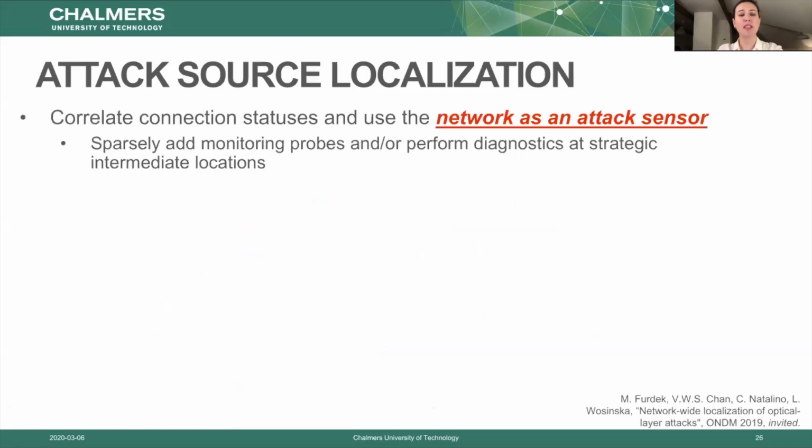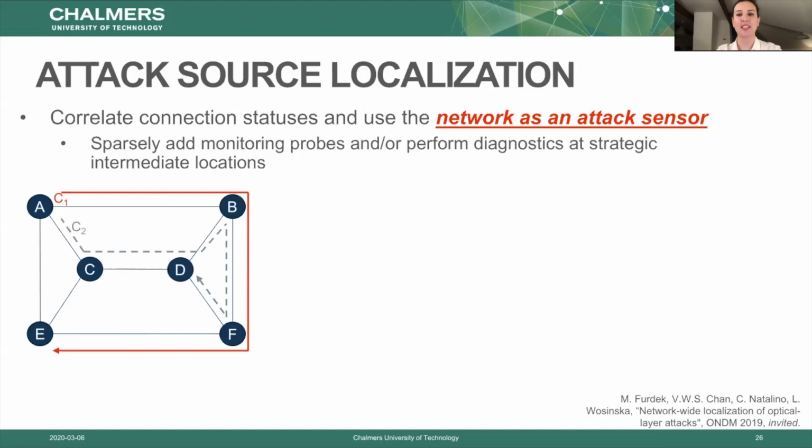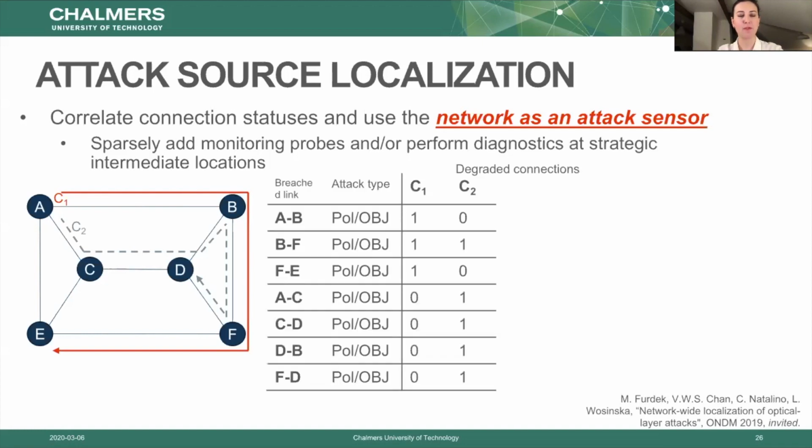And the final step is localization of the attack source. So all the approaches before only give us an answer on the individual security status of connections, but we don't have an insight into where an attack was performed in the network. So the idea is to correlate these connection statuses provided by the machine learning approaches and use the network as an attack sensor. We can illustrate on a simple example similar to our example from before.